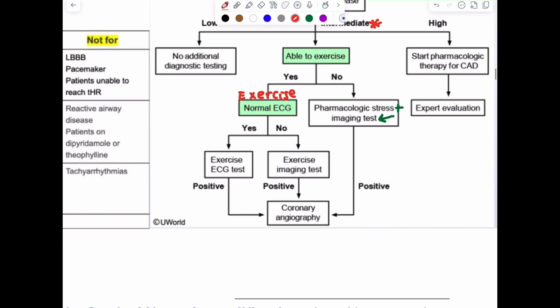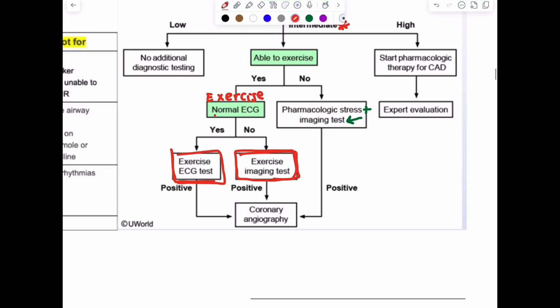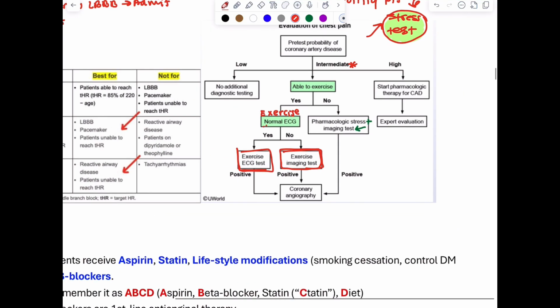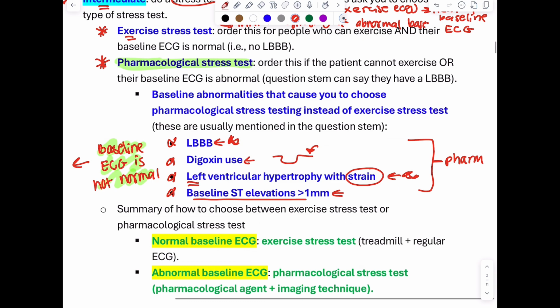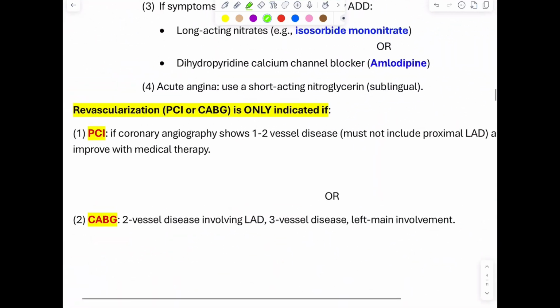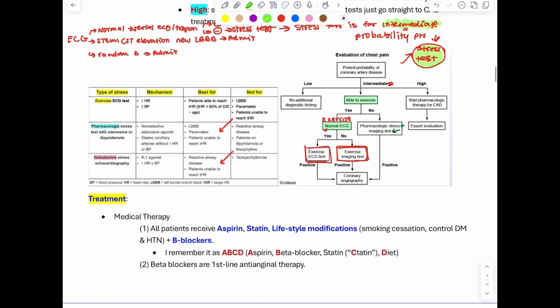However, it's gonna be either just regular exercise or exercise with imaging, and that depends on whether or not their baseline ECG that you did at the very beginning is normal or not, okay? And we basically said what to look out for. When we say abnormal ECG, you're looking at this list right here. These are abnormal things that you don't want in your ECG when you're doing a stress test, okay? Let's go back up here.